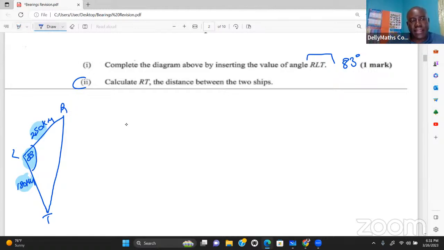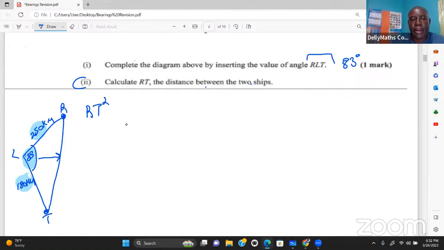And I'm asked to find the side opposite to that angle, RT, which is actually the distance between the two ships. One ship is at R, another ship is at T. So the distance between them would be from R to T. So let us go about finding RT by using the cosine rule. So here is the cosine rule.